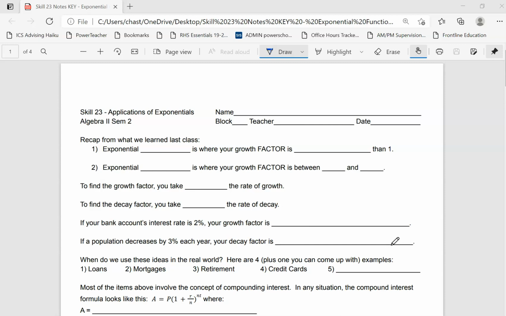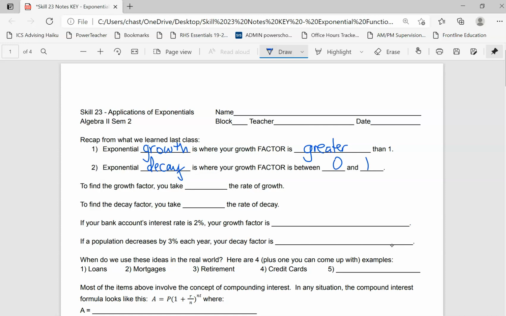So, last class we talked about exponential growth and exponential decay. Let's remind ourselves of those words. We have growth, which happens when your growth factor, that's the b value in the equation, is greater than 1. And then we have decay when our b value, our growth factor, is between 0 and 1.